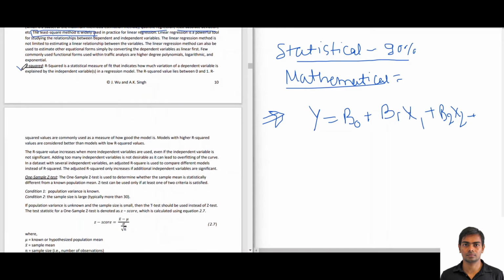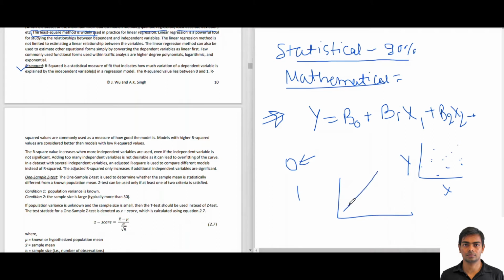Another important factor is R square. R square is the statistical measure of fit that indicates how much variation of the dependent variable is explained by the independent variable in a regression model. R square value lies between 0 and 1. A value of 0 means they are independent of each other, which means this is my X and this is my Y, and the values are spread all over the place randomly. And a value of 1 means they are perfectly in a relationship with each other, so all the points will lie on a single line.